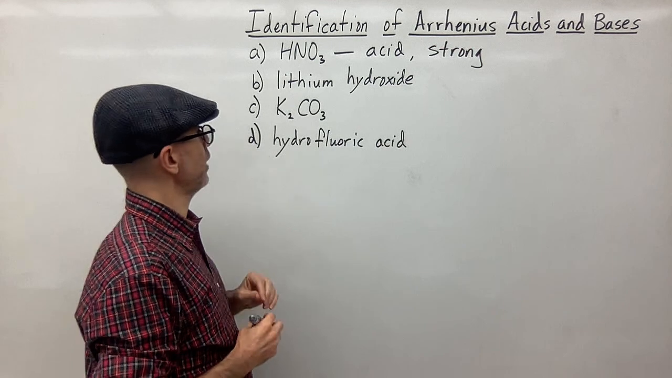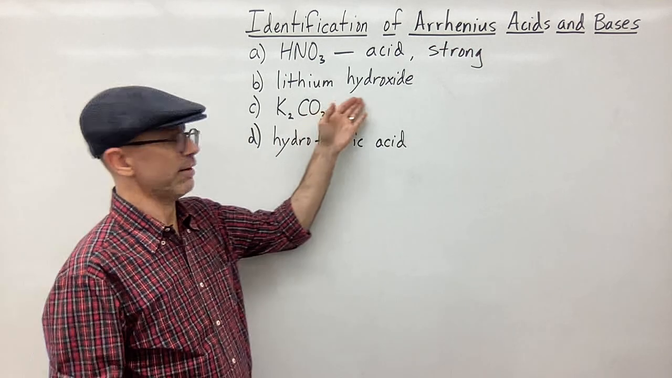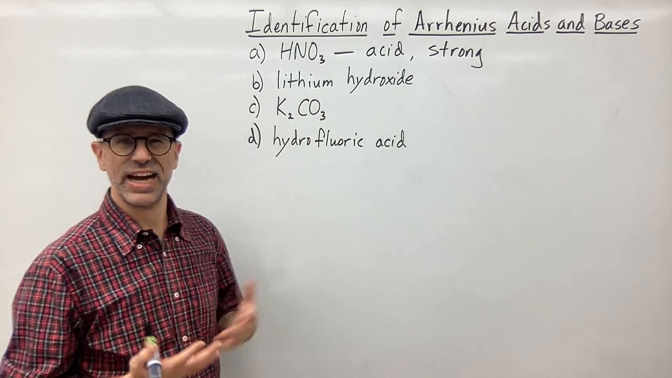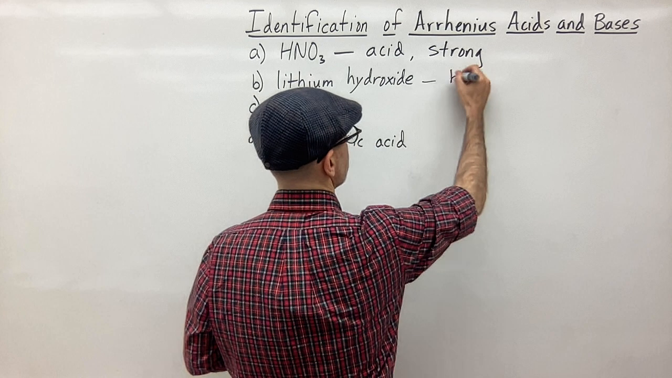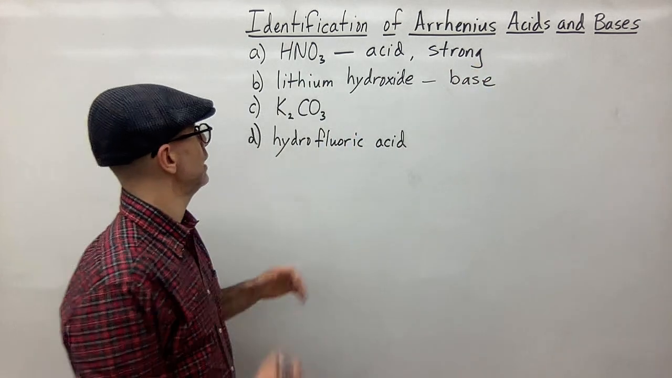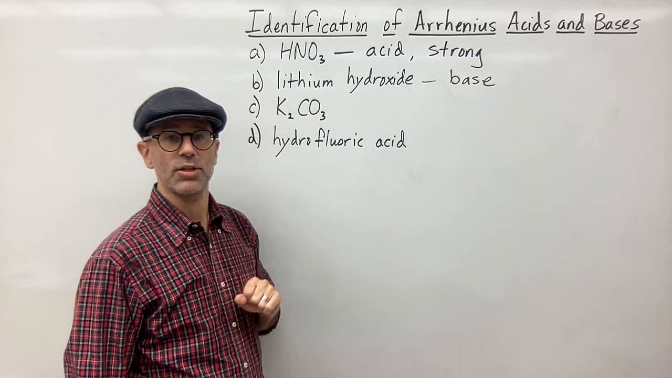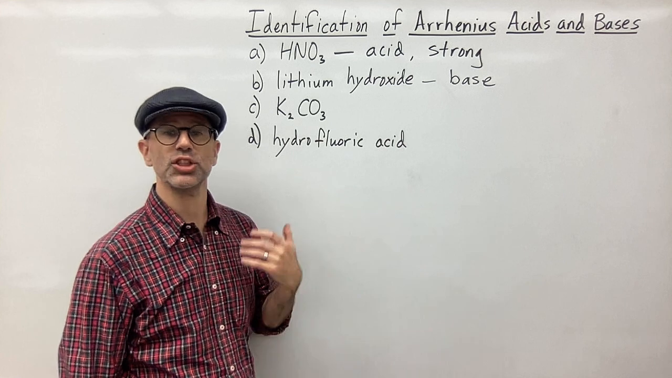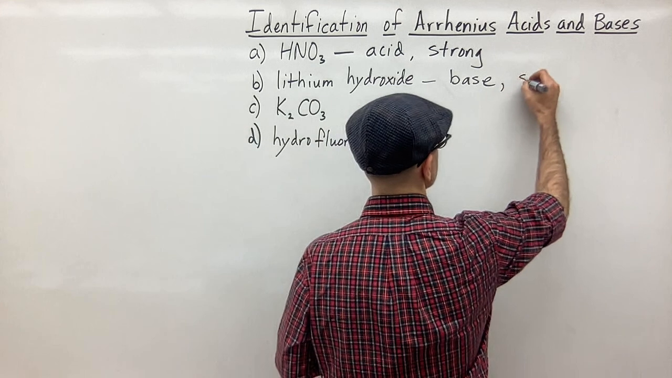Okay, B, we have lithium hydroxide. So here we're given the name, and in the name we have hydroxide. So this is going to be a base. Anything that really has hydroxide in it is going to be a base. So here we have a base. Now, lithium hydroxide. Lithium is a group 1 metal. So again, anytime you have a group 1 metal with hydroxide, that's going to be a strong base. So here we have a strong base.